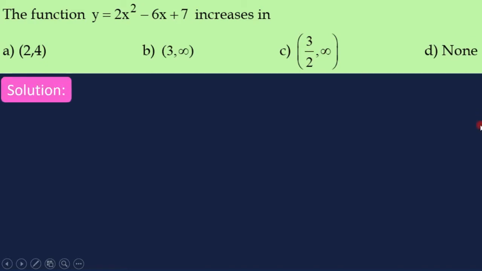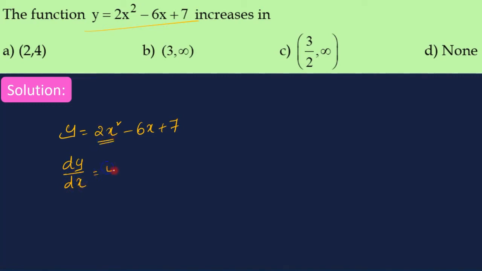Let us find this. Given y is equal to 2x square minus 6x plus 7. Now differentiating with respect to x on both sides, we get dy by dx is equal to differentiation of 2x square, that is 4x, minus differentiation of 6x is minus 6, plus differentiation of 7 is 0. Given function is increasing, so dy by dx is greater than 0.